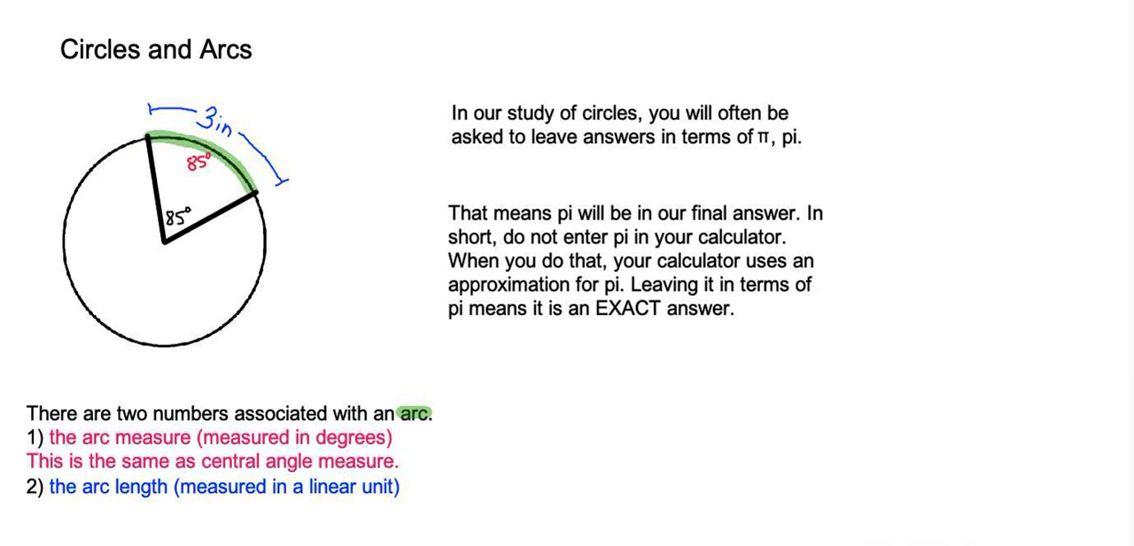In our study of circles, you'll often be asked just to leave the answer in terms of pi. That means pi will be in our final answer. In short, just do not put pi in your calculator, because when you do that, your calculator will make an approximation for pi and substitute that in for pi. So leaving it in terms of pi means there is a pi in the final answer, and this is an exact answer, not a rounded off answer.